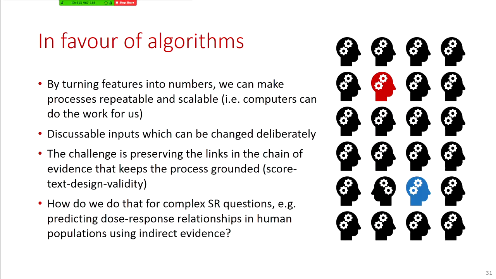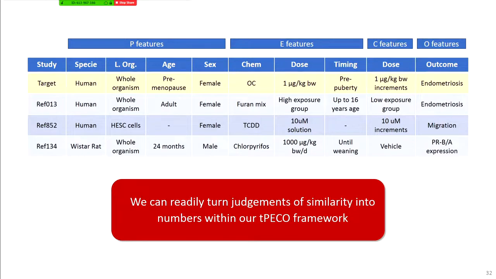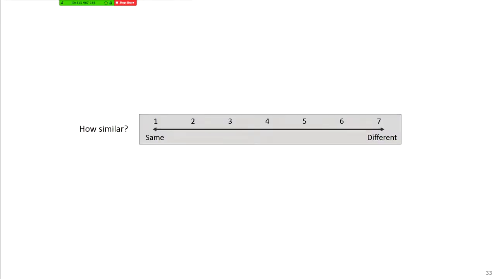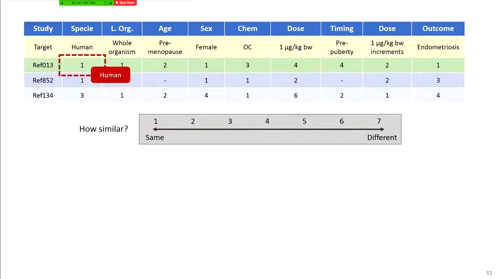So how do we do that for complex systematic review questions? Well, we can probably fairly easily turn judgments of similarity into numbers within our PICO framework, for example. We just do that using a Likert scale. So if we're asking a bunch of experts, we could just say, on a scale of 1 to 7, where 1 is same and 7 is different, what do you think about these different features of the PICO formulation, right? Then they might say, well, okay, in this Ref 13, that's a human study, and our target population is humans. That's pretty similar. We'll give that a 1, okay?